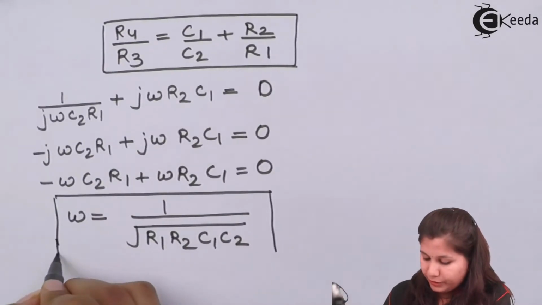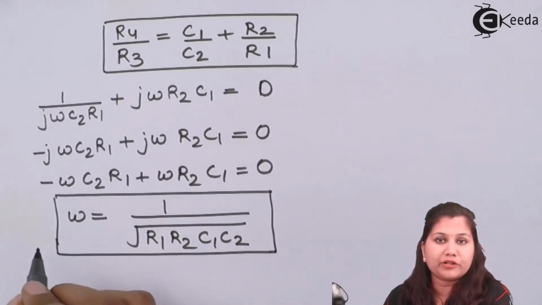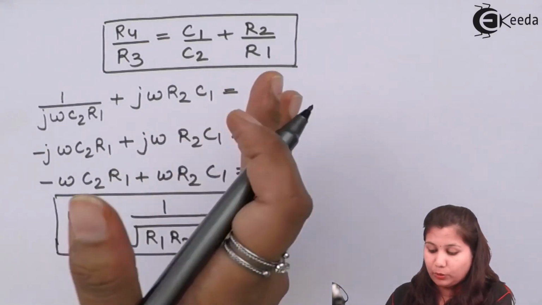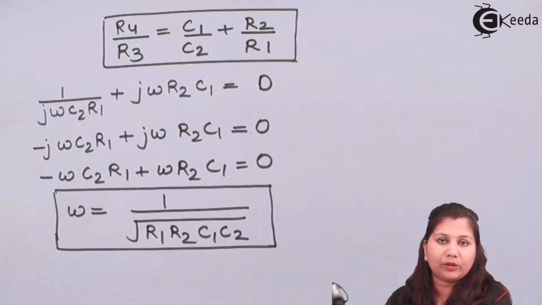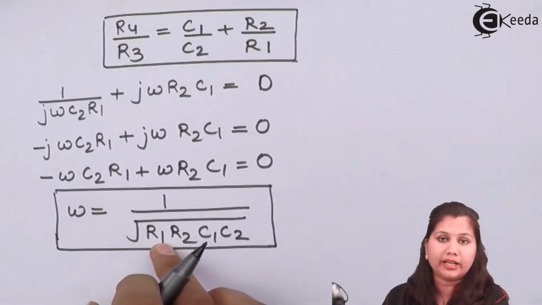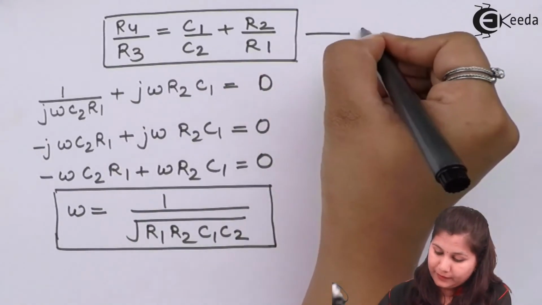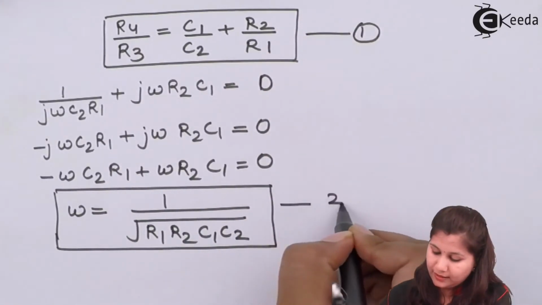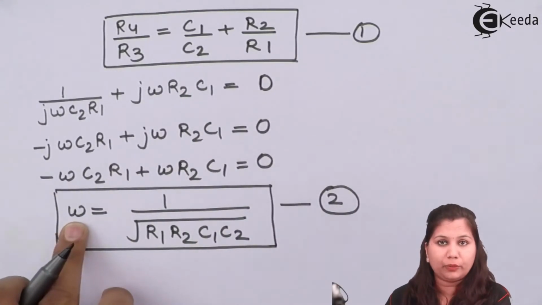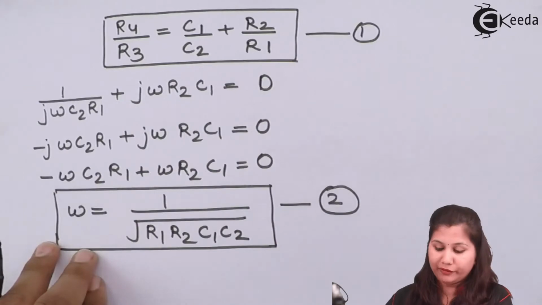Omega is the frequency and we have measured the frequency by this Wien's bridge. We have equated the impedances Z1 Z4 equals Z2 Z3, and when we simplify, we get these two equations. This is our first equation, this is our second equation. Now this is our angular frequency. Omega is the angular frequency.